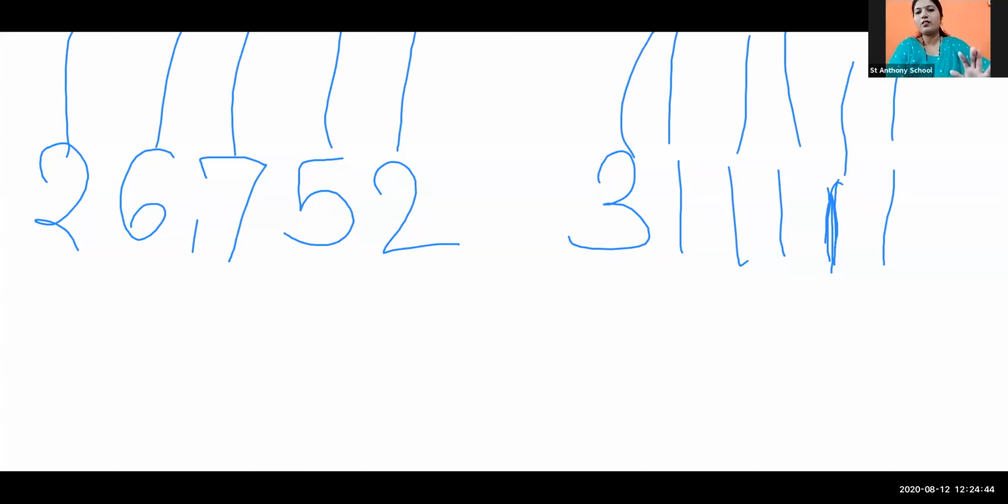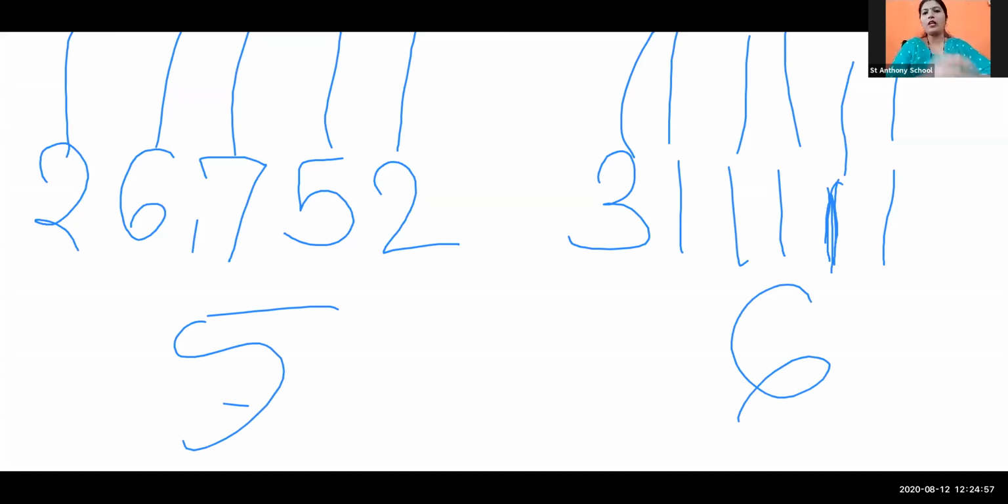Stop typing. Once stop typing, because if your answers are here, a 5-digit number is there and here a 6-digit number is there. Now tell me, is the 5-digit number bigger or is the 6-digit number bigger? Obviously the 6-digit number is bigger. So what will the answer be?